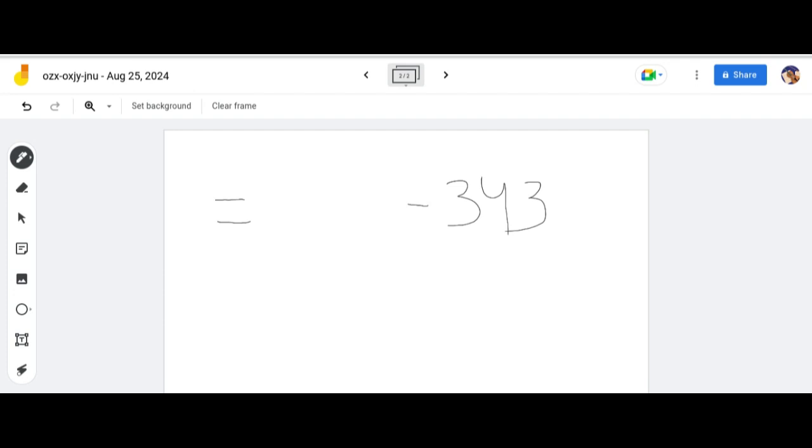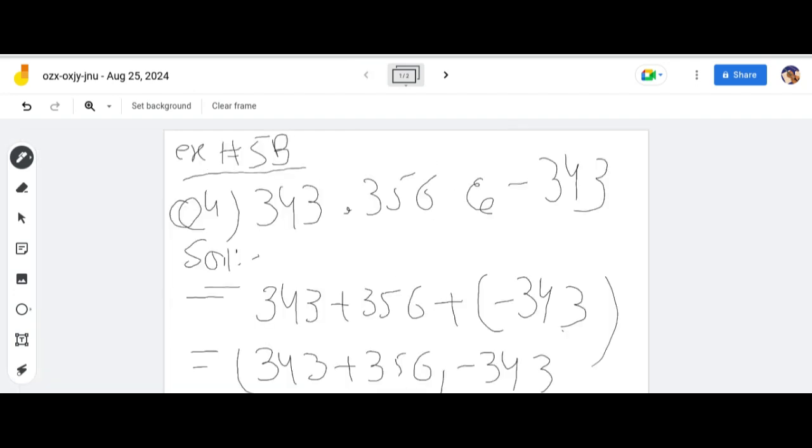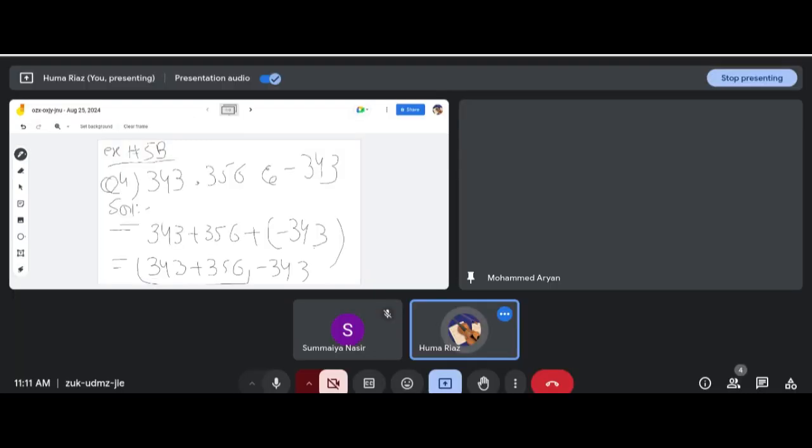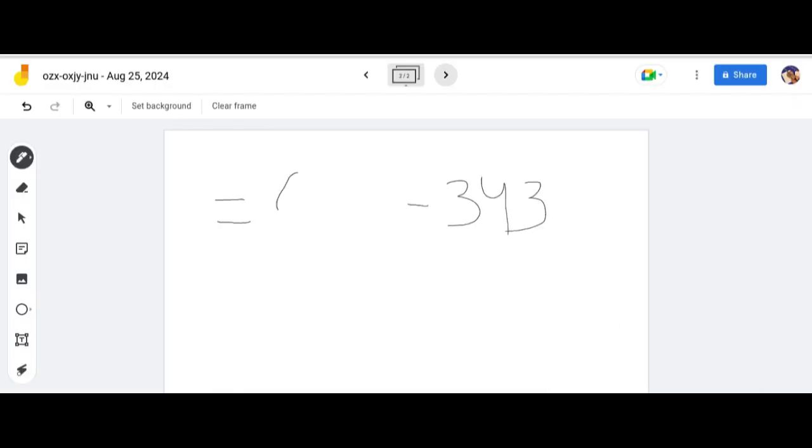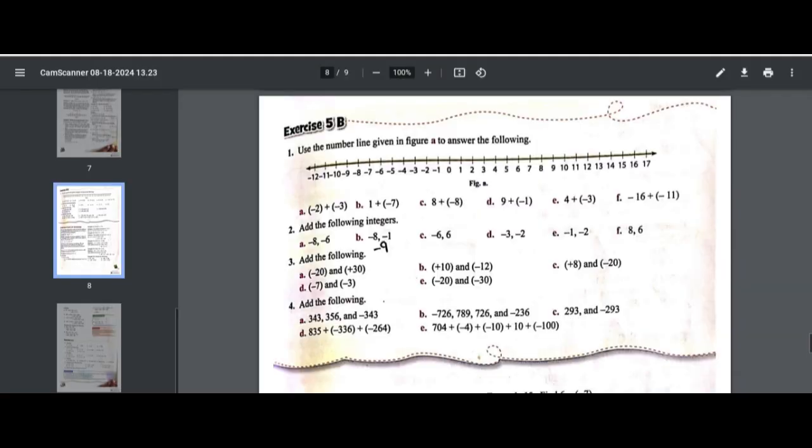Okay, I'm checking. 343 plus 356 is 699. Yep, 699. And now you have to do the subtraction between them, by just looking: 9 minus 3, 6 minus 4... 356. So is it easy or difficult? It was very easy.